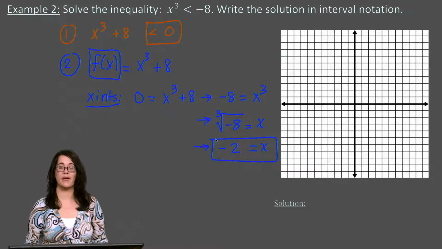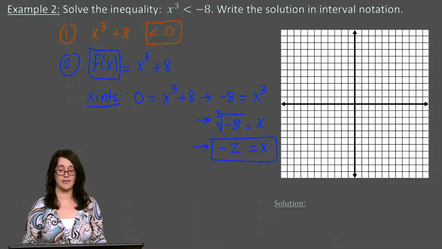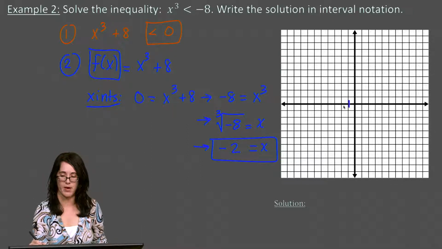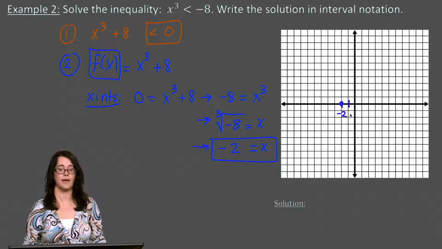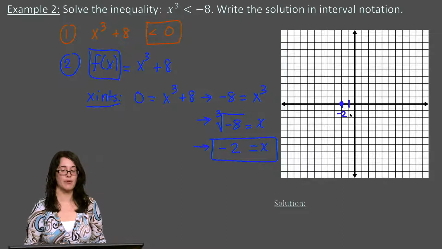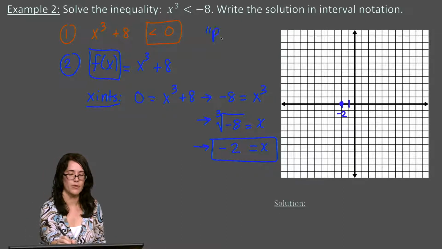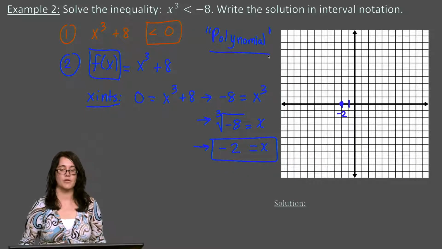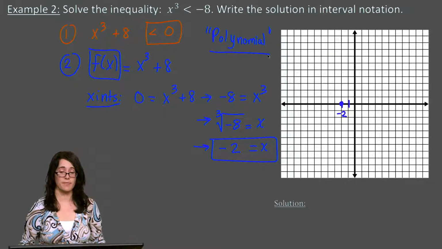Okay, so what we now know is that the one and only x-intercept is -2. So I'm going to put that on my graph. That's the one x-intercept, okay? And because this is a polynomial, we know that there are no asymptotes, there are no breaks in the graph because there are no denominators that could be problematic. So it's going to be continuous left and right forever.